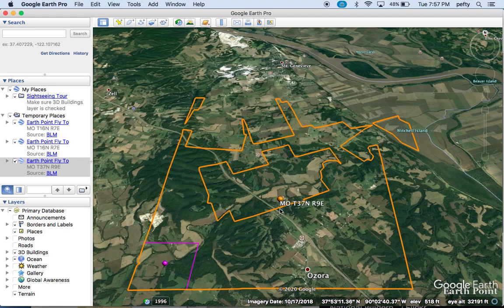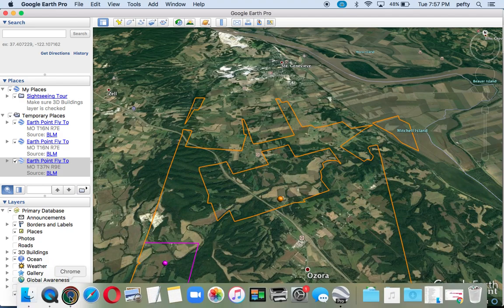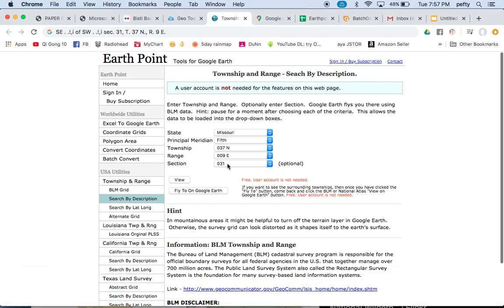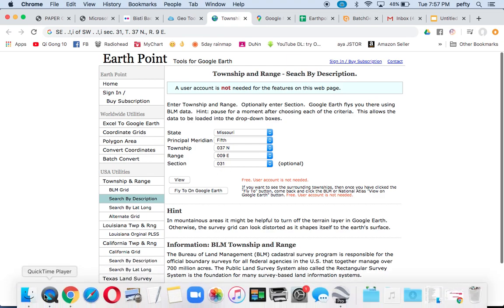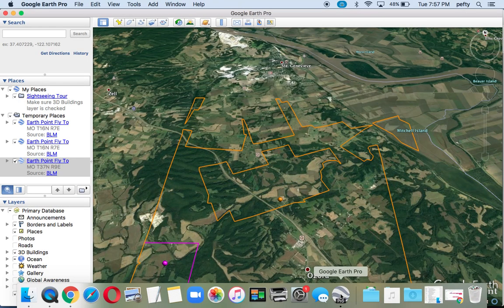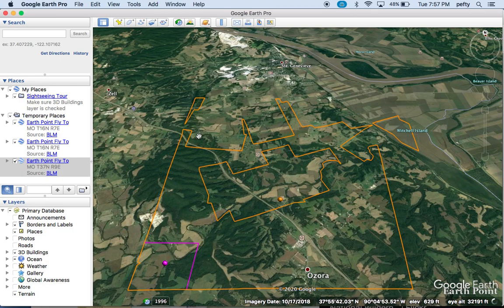This orange outline gives me the entirety of T37 North, R9 East. That's the Township and Range. That's the 6 mile by 6 mile block. And let me go back and look at this. I thought we asked for section 31. Oh yeah, section 31, that's right. It'll be down in the corner. So, where did I put that now? Oh right, Google Earth. So section 31, 1, 2, 3, 4, 5, 6, 7, 8, 9, 10, 11, 12, 18, 24. This is giving us section 31.